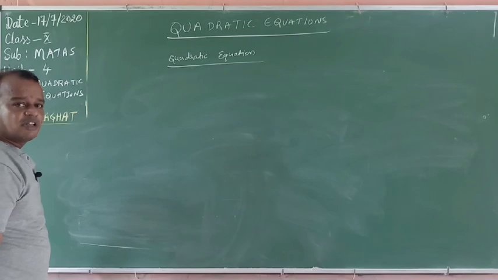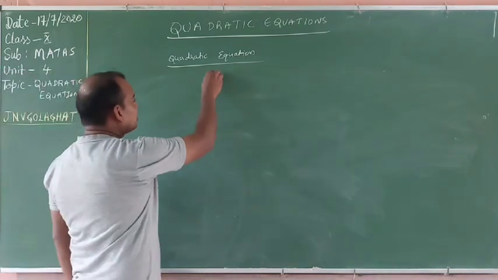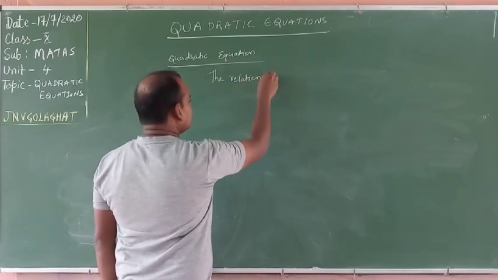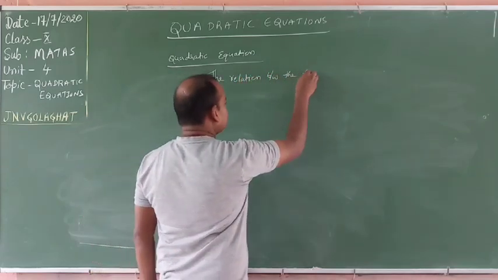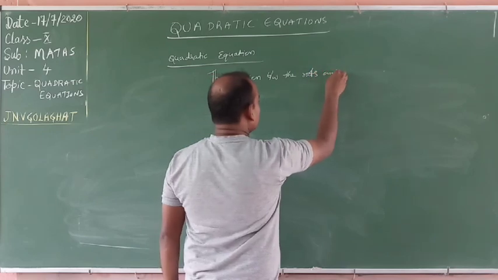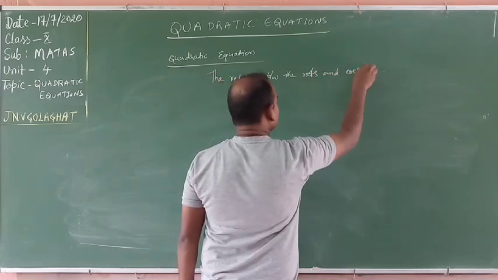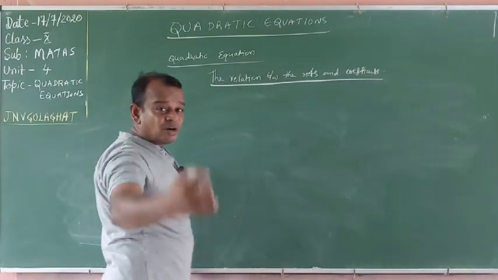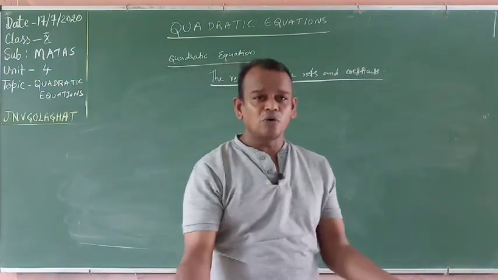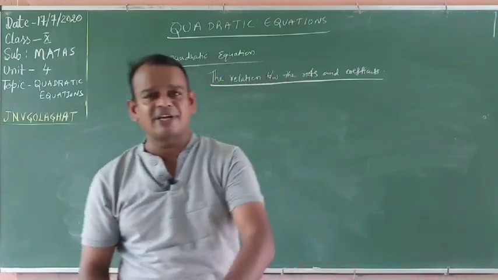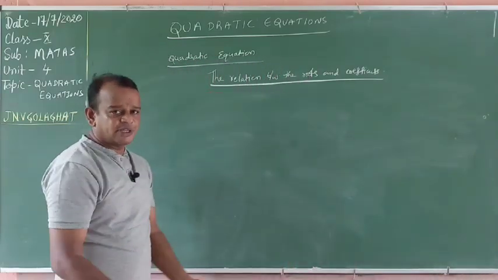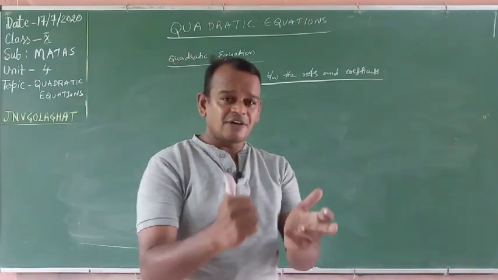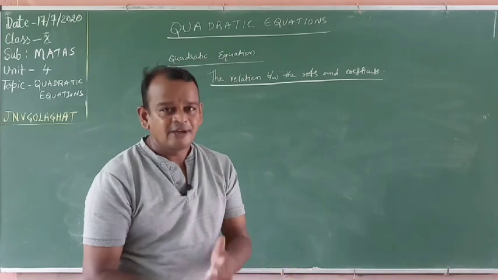Now the relation between the roots and the coefficients. Carefully observe that, a very, very important one. Roots means the value of x. What is the value of x? Minus b plus or minus root over b square minus 4ac by 2a. Those are the roots. What are the coefficients? The coefficient of x square is a, the x coefficient is b, and the constant is c.